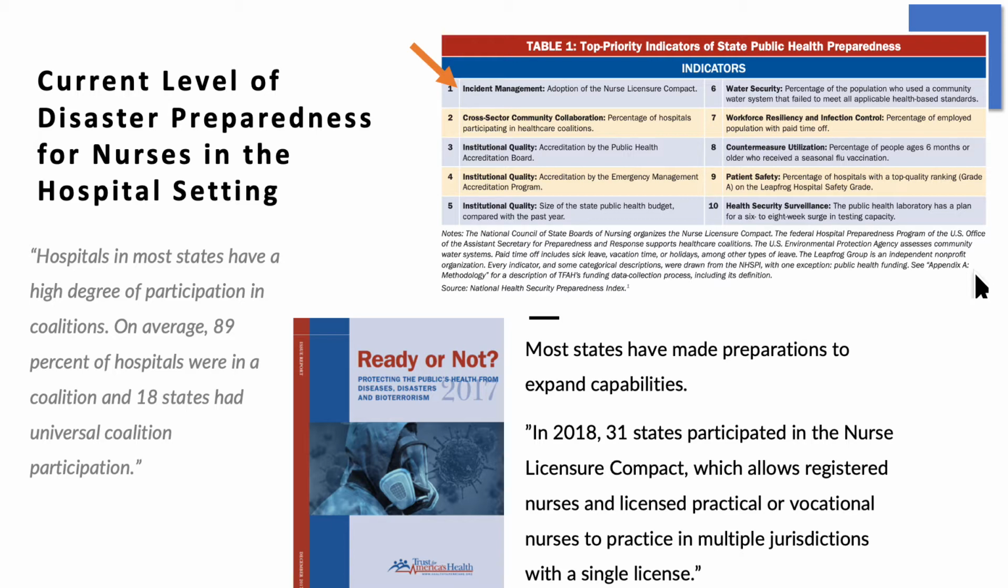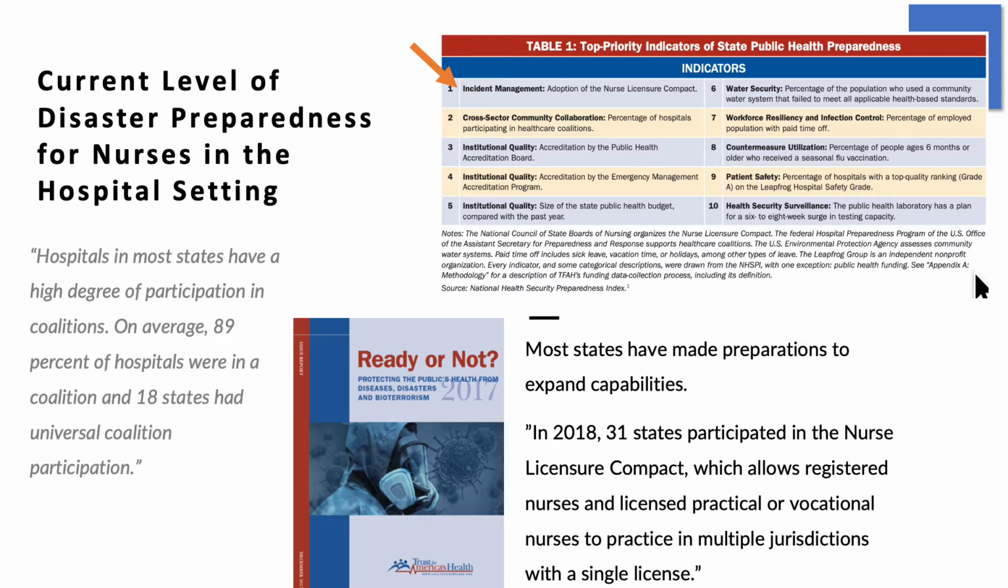And then we need to think about countermeasure utilization. So the percentage of people ages 6 months and older who've received things like the seasonal flu shot. And it is flu season, so it might be a good idea to consider getting your flu shot.